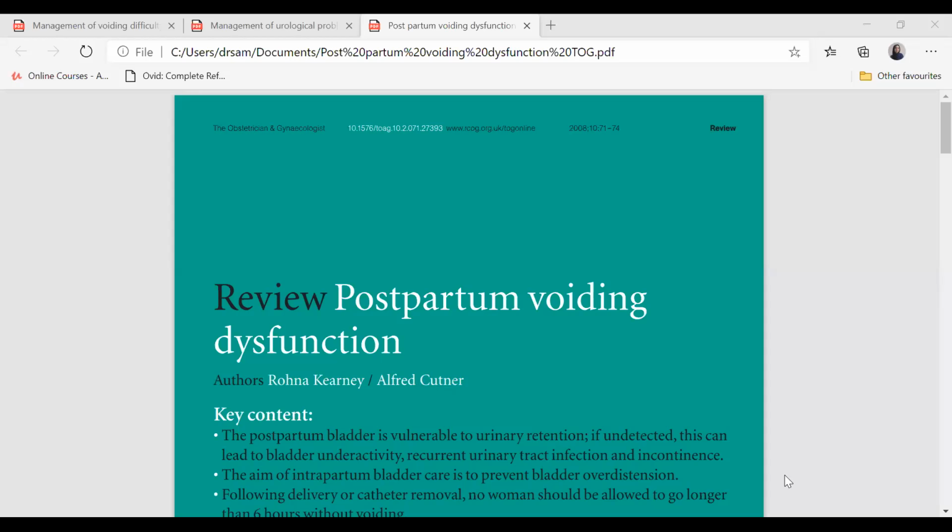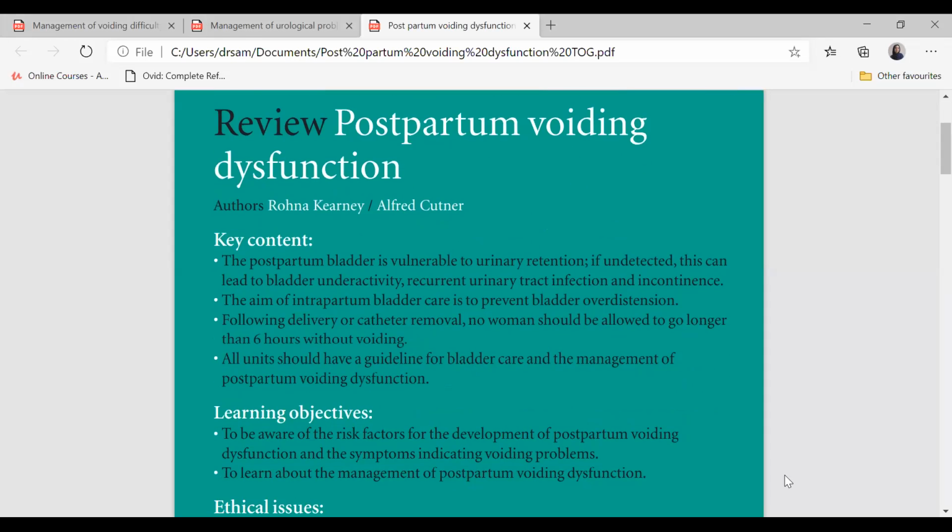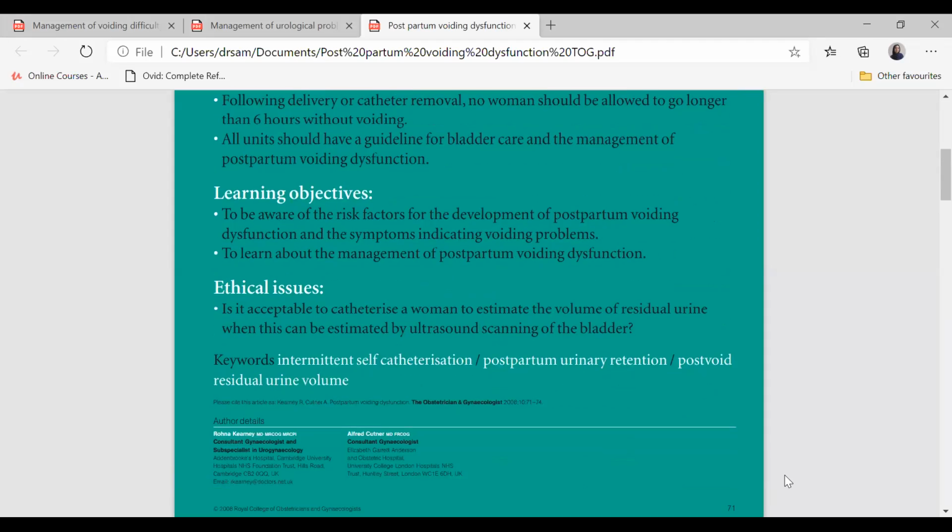Just look at the date. 2008. And it says postpartum voiding dysfunction. Everything you need to know about postpartum voiding dysfunction is over here.